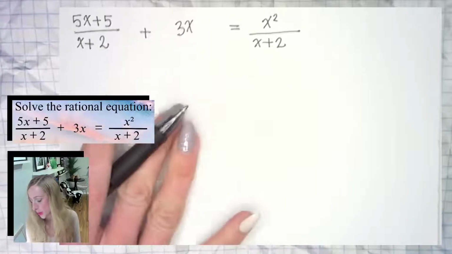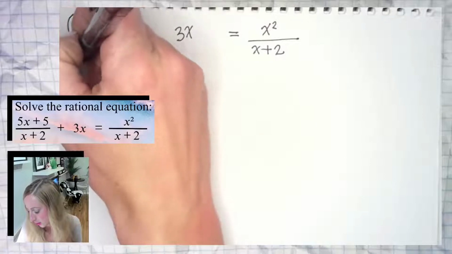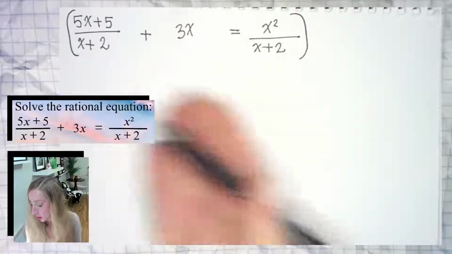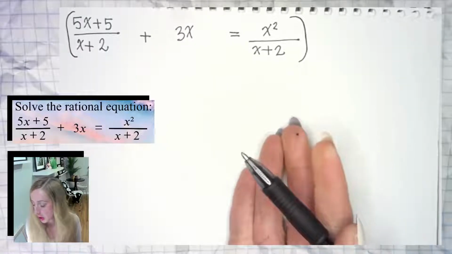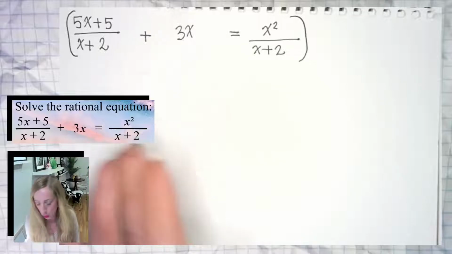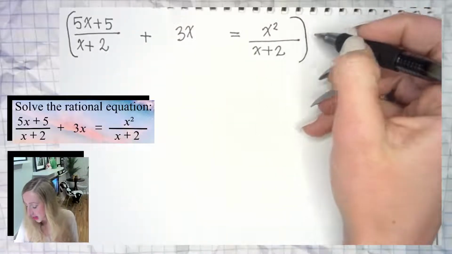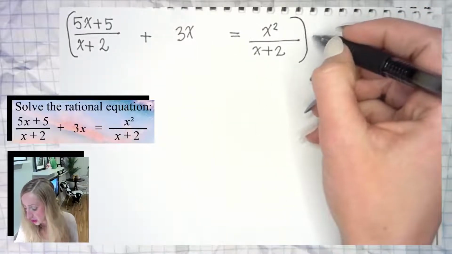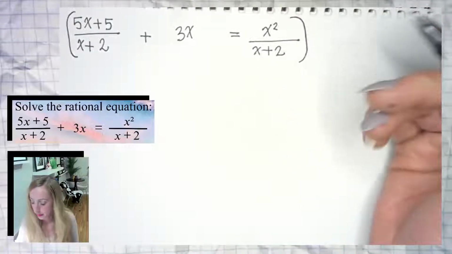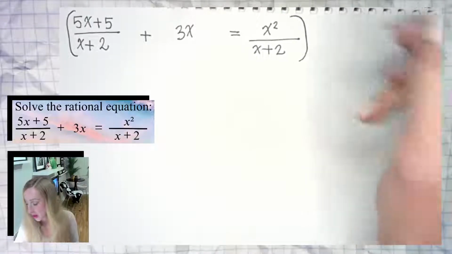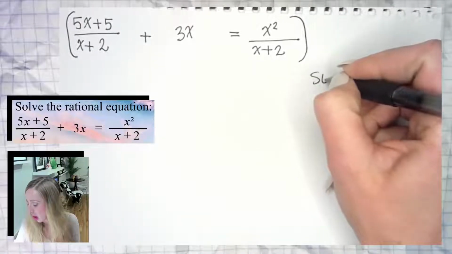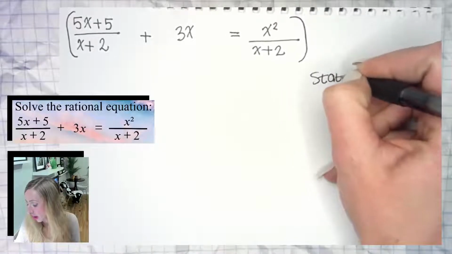In this video, we will be solving the following rational equation. When solving rational equations, the first thing you need to do is recognize that you're working with a rational equation. Eyeballs send the message to your brain and you figure that out. Next, we need to factor all of our denominators. Done.